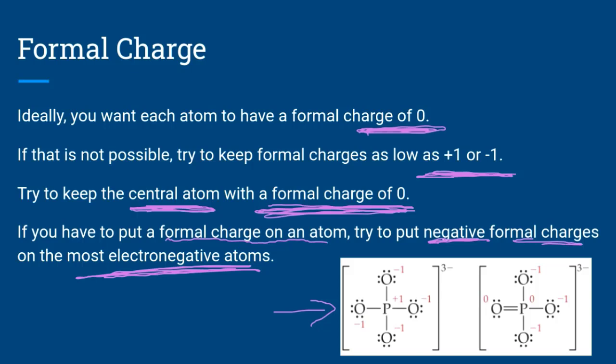A cool trick that I want to tell you all is that if you add up all the formal charges in a structure, it will give you the overall charge of that structure. So we see that we have 3 minus 1s here. That's going to give us -3. And even here we have -1, -1, -1, and then these two will cancel. So we're always going to equal that overall charge of the ion.